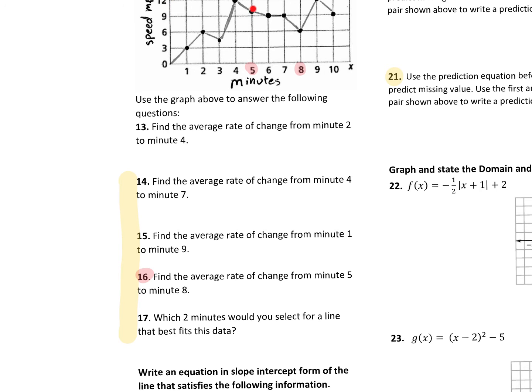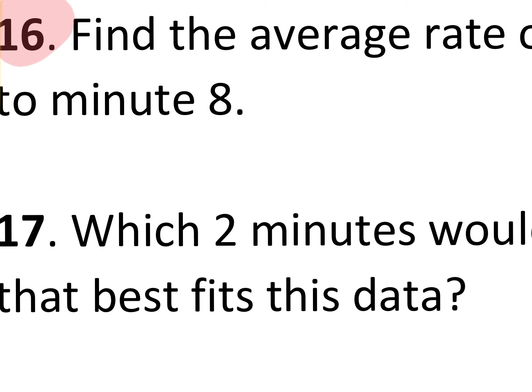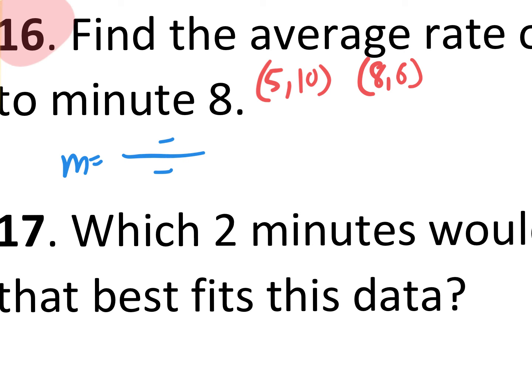So this is about 10. You would first say that you have your first coordinate at 5, 10, and the second coordinate at 8, 6. Once you have those two coordinates down, you're going to be using the slope formula, which is y2 minus y1 over x2 minus x1.